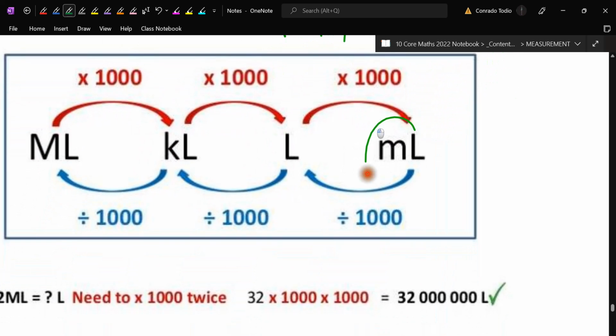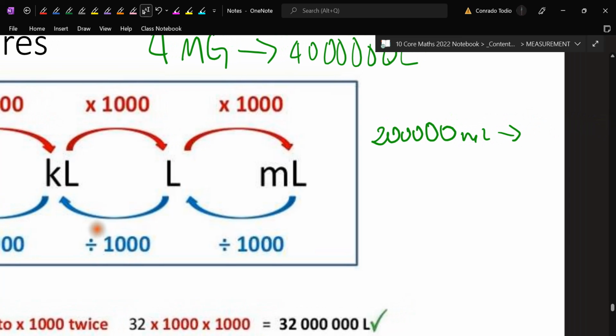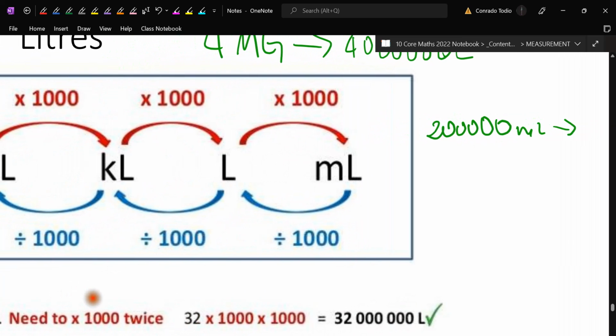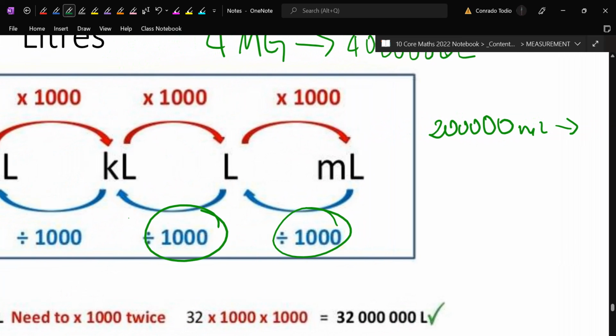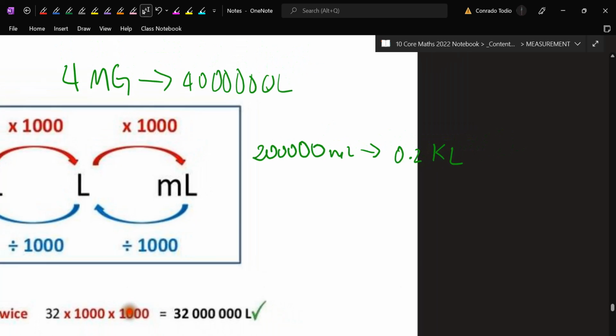Similarly, if you want to go from mils to kiloliters, let's say you have 200,000 ml, and you want to change it to kiloliters. Notice how it's going to be divide by 1,000, divide by 1,000. So I'm going from ml to kl, so I'm dividing by 1,000 twice. So that's going to be 0.2 kiloliters. And you can just do this on your calculator, really straightforward.